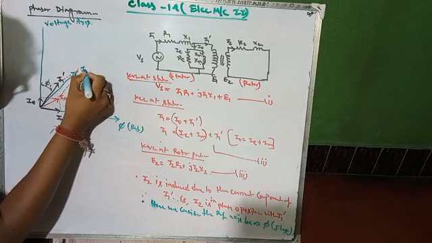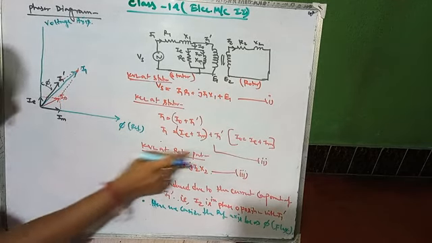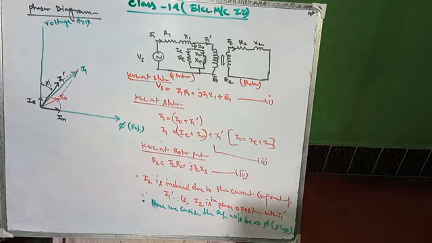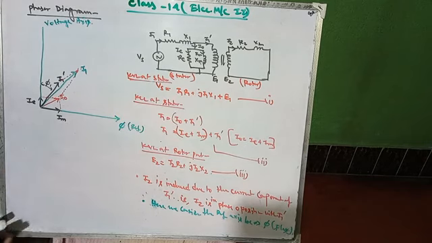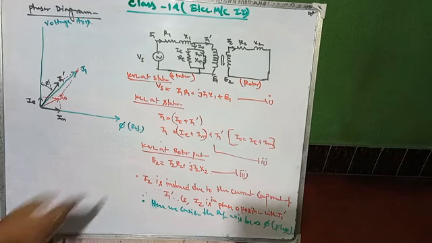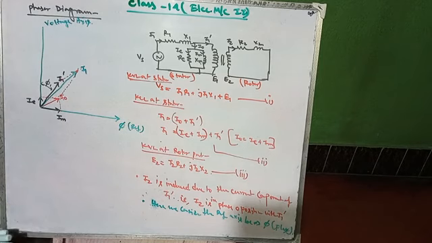Okay, so this is your I1. This section shows equation number 2. Now move into equation number 1: I1 multiplied with R1, and then added with j I1 X1. Okay, so what will be I1 R1?